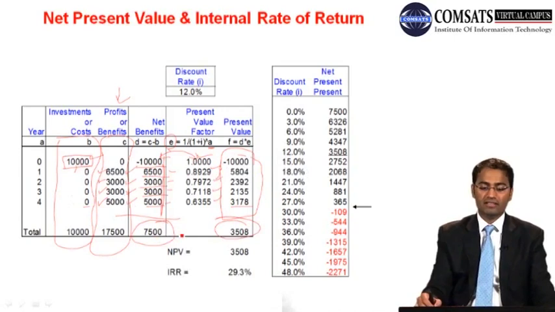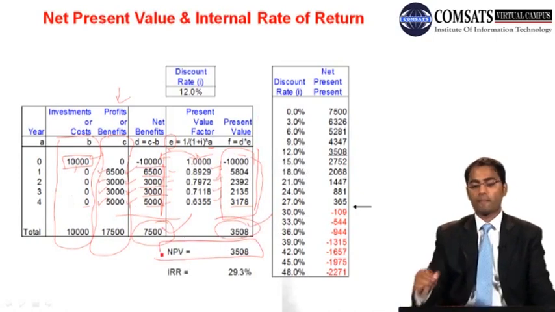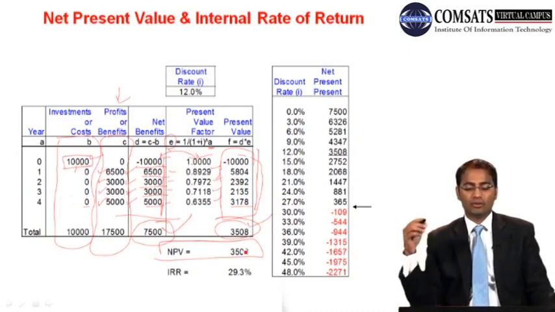So we were having these net benefits, and now we have present values, and the summation of all the present values is called the net present value. Okay, so 3,508 is the net present value. Notice that this value is positive, so we will accept that.